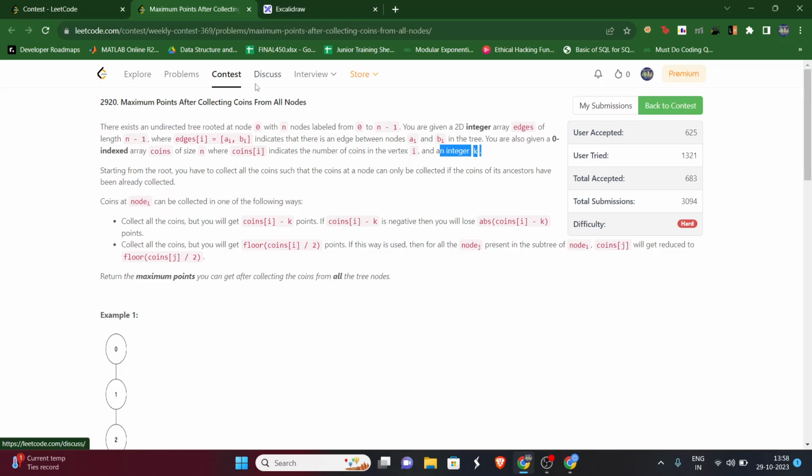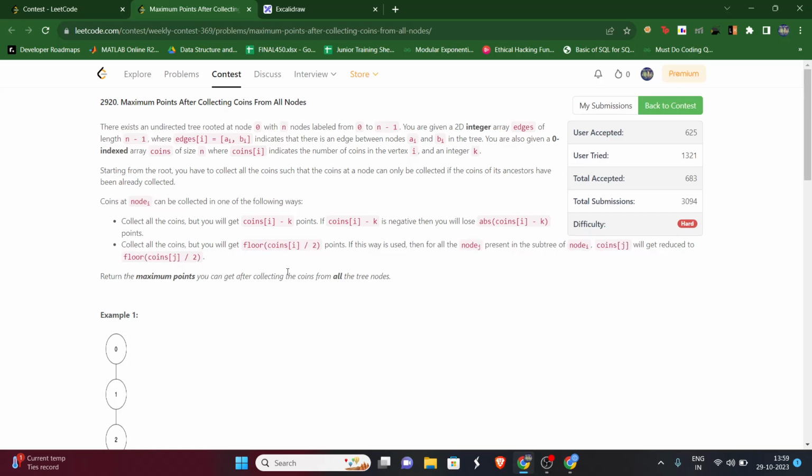Now what the question needs is that we have to collect these coins. But we can collect these coins in only two ways. Either we can collect the coins in such a way that if we collect from the ith node, we will get coins[i] minus k points. And if it is negative, then we'll also have to subtract it from the total coins.